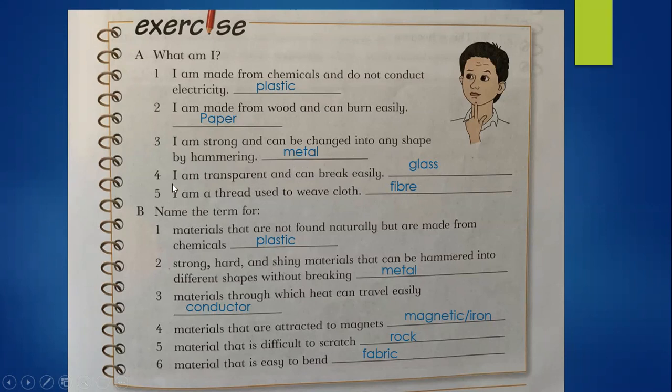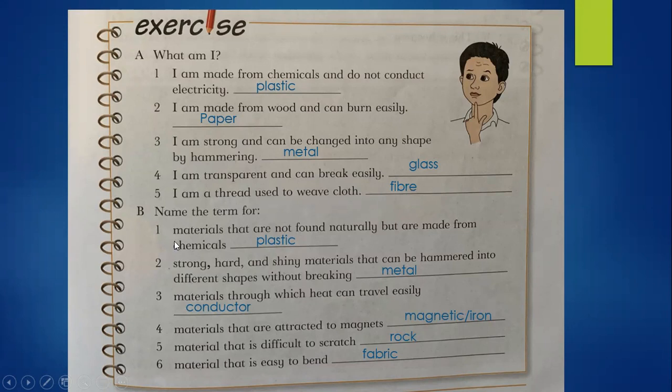Number 4, I am transparent and can break easily. Just think what it is. Transparent and can break easily. It's a glass. Number 5, I am a thread used to weave cloth. What is this? It's a fiber. I told you fiber is like a thread and used to weave cloth.